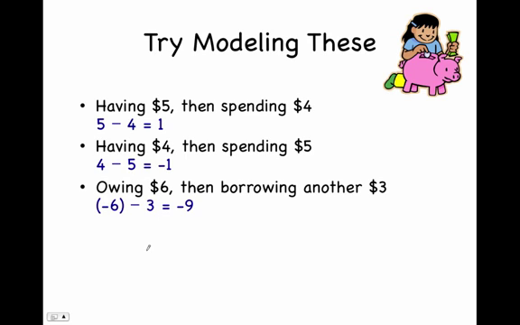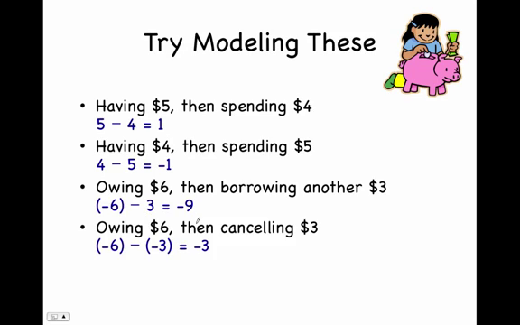Owing $6, then borrowing another $3. Okay, let's see this. -6 minus 3 equals -9. I owed $6. I borrowed another 3. Oh, I owe even more now. I now owe 9, negative 9. Okay, owing $6, then canceling 3 of those dollars. Negative 6 minus negative 3, that's a minus a negative, equals negative 3. I owed 6, I canceled 3 of those IOUs. Oh, I still have some left though. Now I have negative 3.